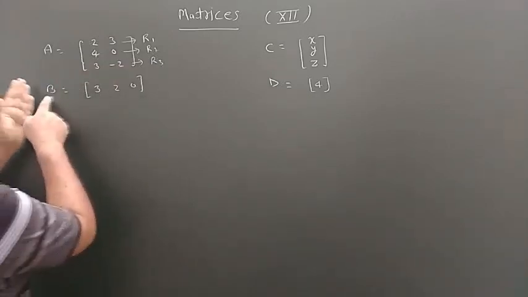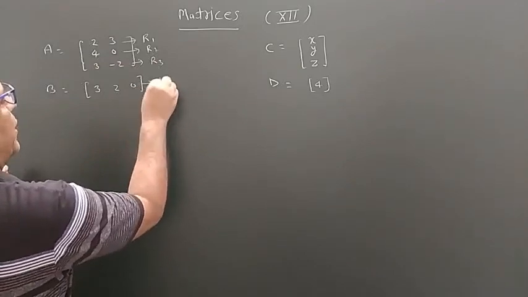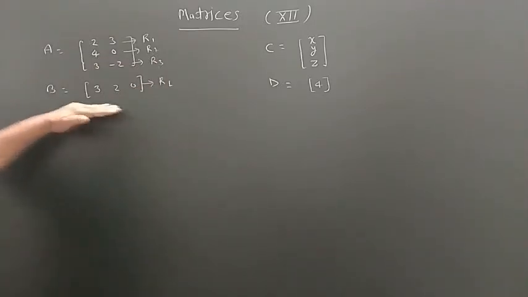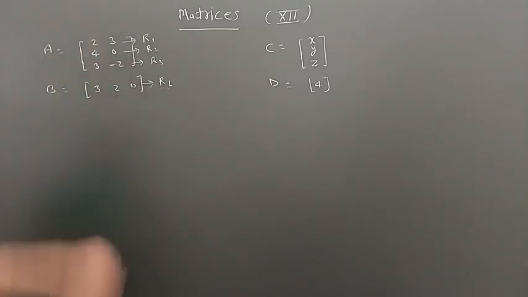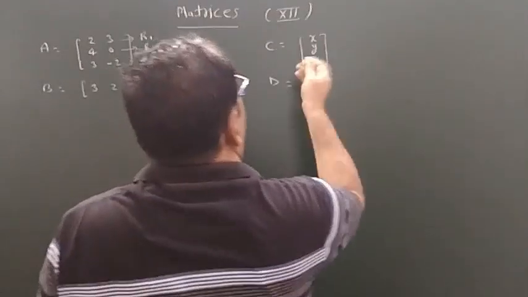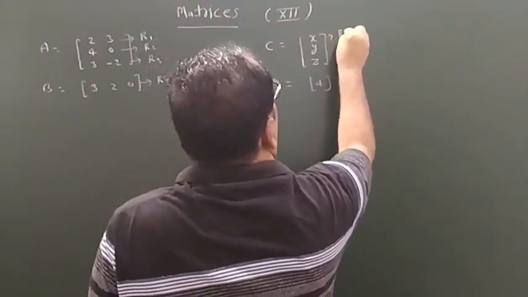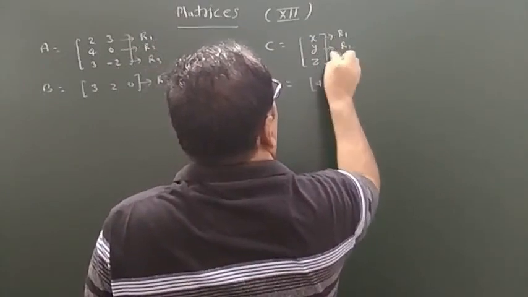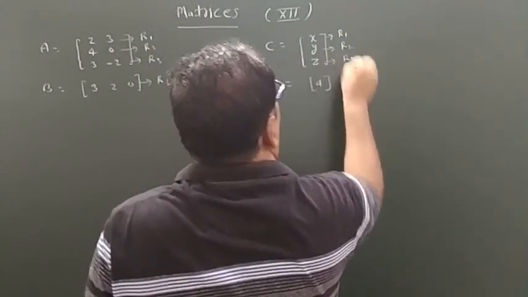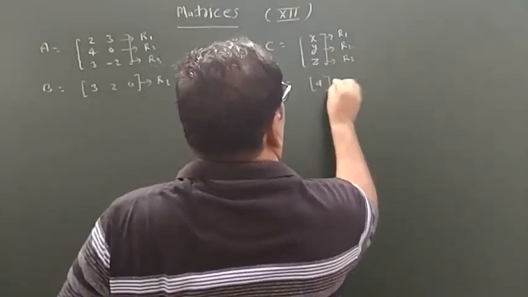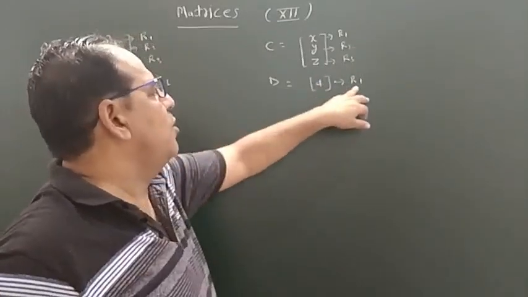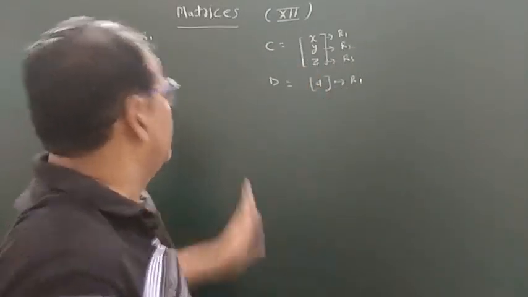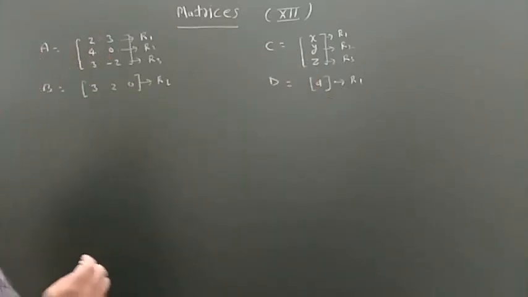Now for the example B equal to 3, 2, 0, there is only one row, so we write only R1. The elements of the first row are 3, 2, 0, and there is only a single row. In this example, the first row has only X, the second row R2 has only Y, and the third row has only Z. In this example there is only a single row R1, and the element of the first row is only 4. So these examples show how many rows a matrix has.